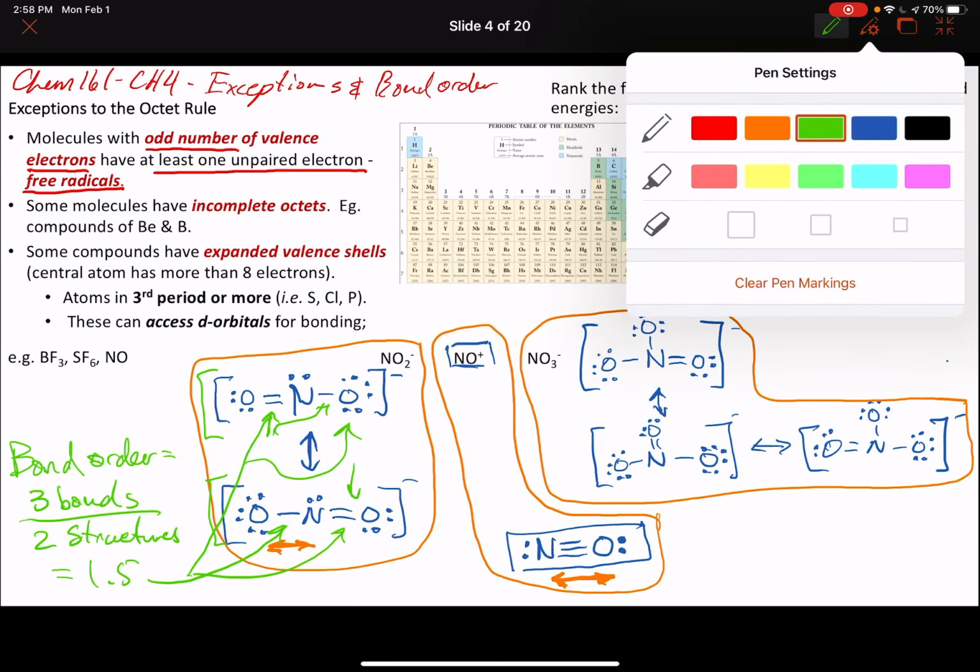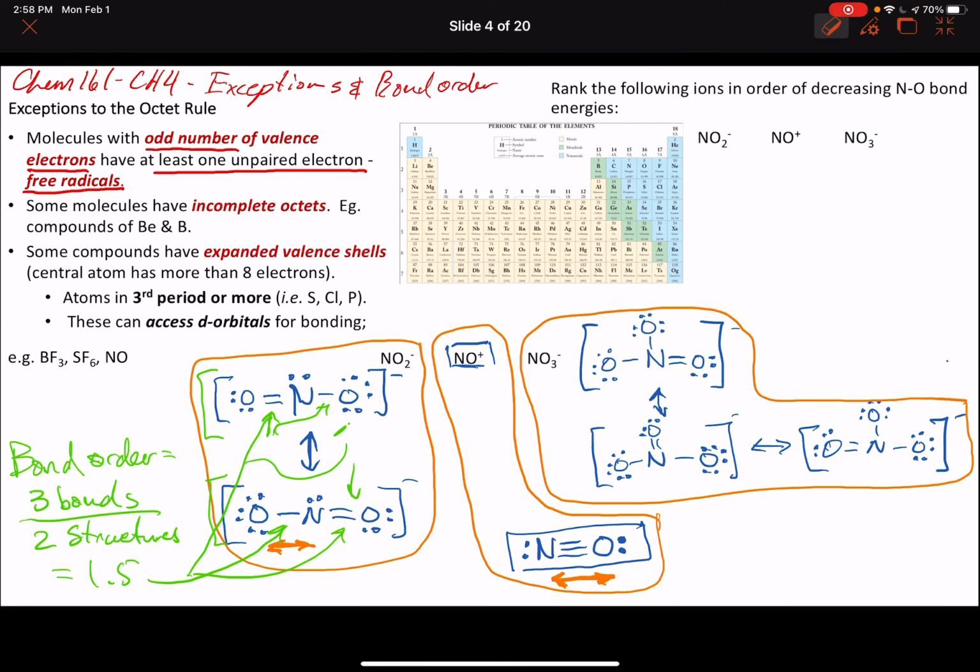So that can help us. And if we imagine doing that for the nitrate option, we see that we have more. Just cleaning this up a little bit.